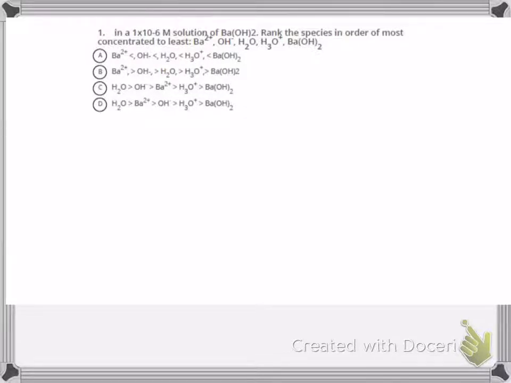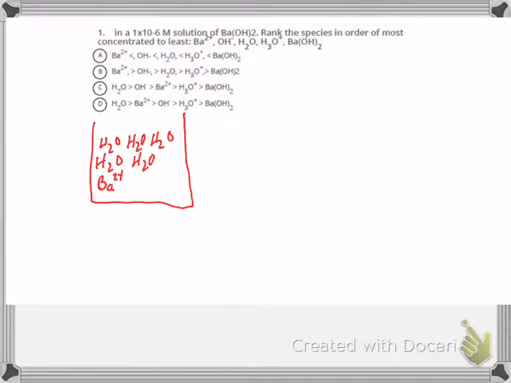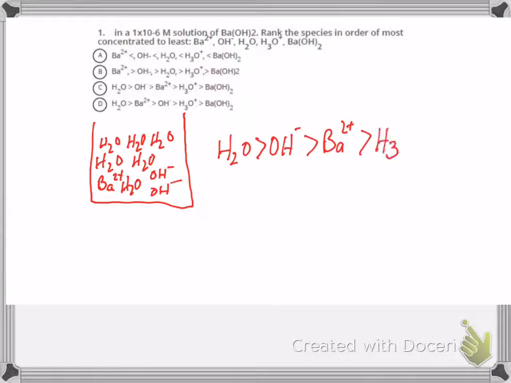So in this question, we're asked to rank the species that we'd expect to be in this solution of 1 times 10 to the minus 6 molar of barium hydroxide. All right, let's keep in mind that this solution is mostly in water, so water is going to have the highest concentration. And what we're going to see is that for every one barium, we have 2 hydroxides. So when comparing between C and D, this is going to make the essential difference. So there'll be H2O, then hydroxide would be the next concentrated, barium 2 plus.